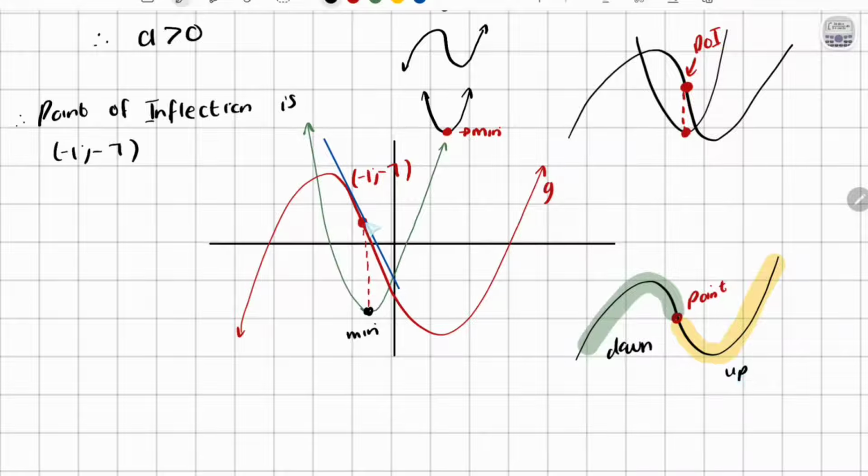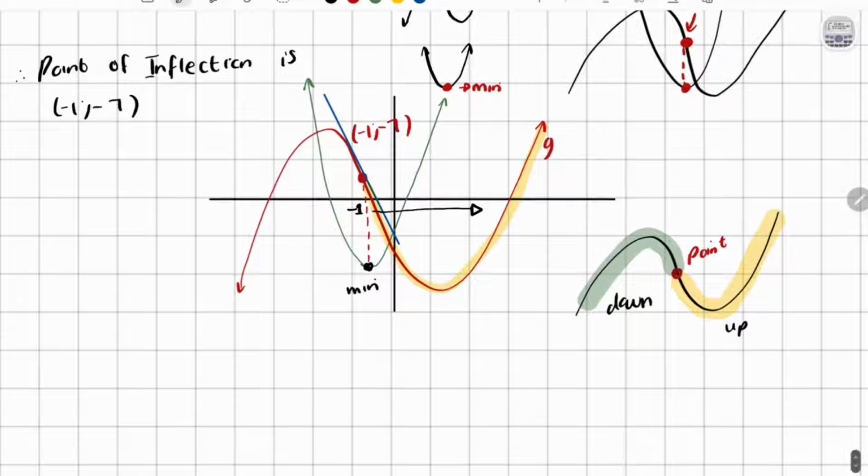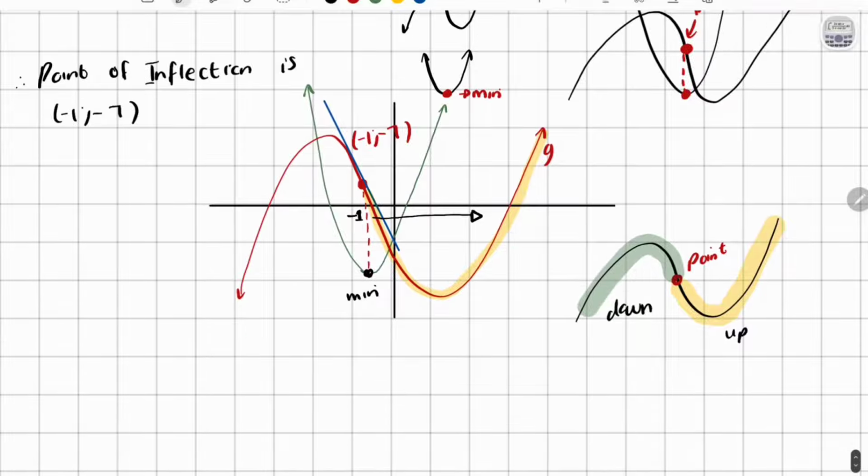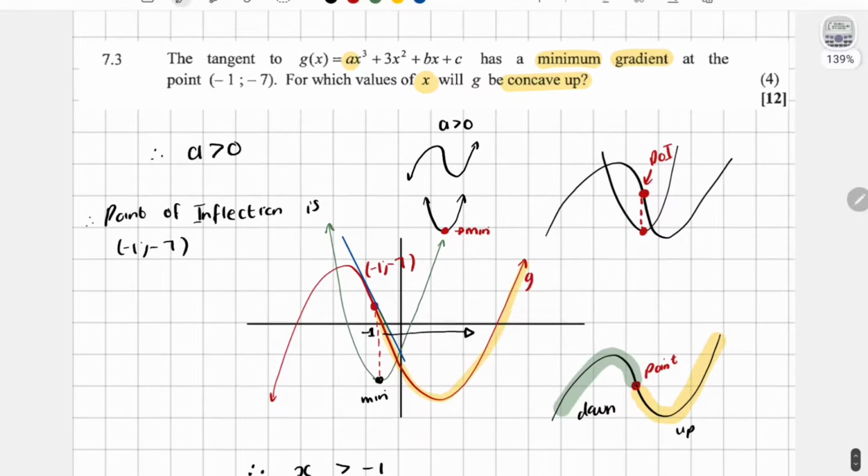We already know the x value that belongs to the point of inflection. It's -1. So it's concave up for all these values over here. Everything here, it's curved upwards. See, so that's concave up. So we have to see the x values that belong to these points. Looking at it compared to -1, these are all values that are greater than -1. So the values of x for which this graph is going to be concave up is where x is greater than -1. Okay, so that's one way of solving that question.